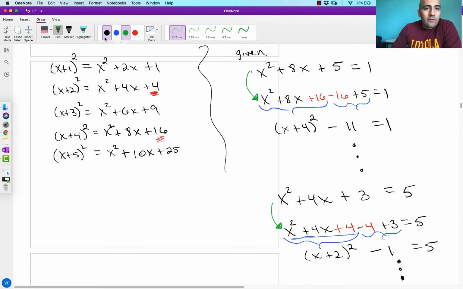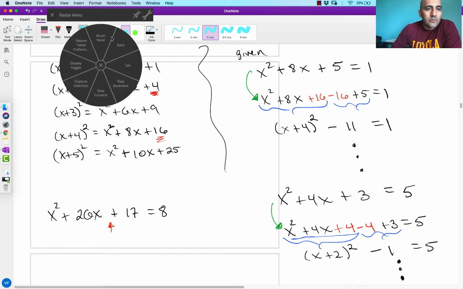If we're given some other random equation, like let's say I gave you x squared plus 26x plus, I don't know, 17 equals 8. If I give you this one, how do I know what to add and subtract, right? What's the perfect amount to add and subtract? Okay, so to figure that out, let's look at the pattern that exists between these values.